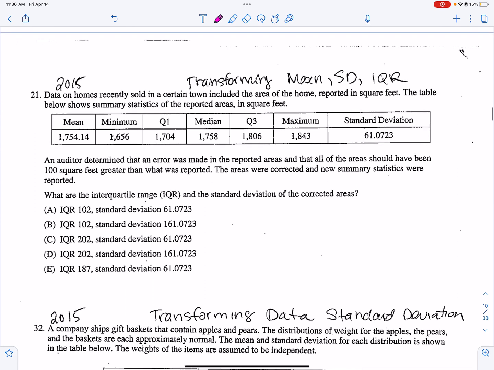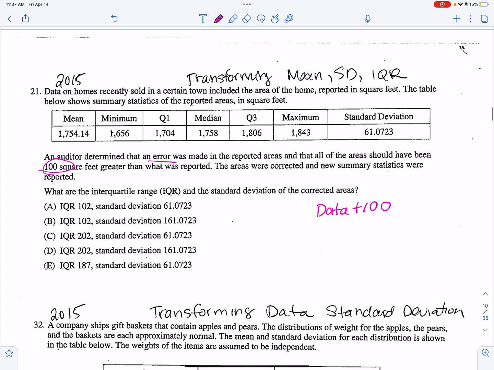Okay, transforming data. So for here, it's telling us an auditor gave me this data, and then it said there's an error. The error said that all areas should have been 100 square feet greater. So basically, I took all my data and I added 100 to them. And so I want to see, how does this change? How does the mean change? How does the minimum change? How do all these change? So I'm just going to go through all of them.